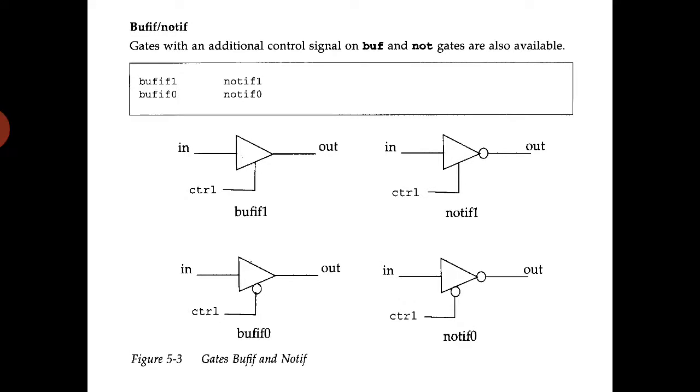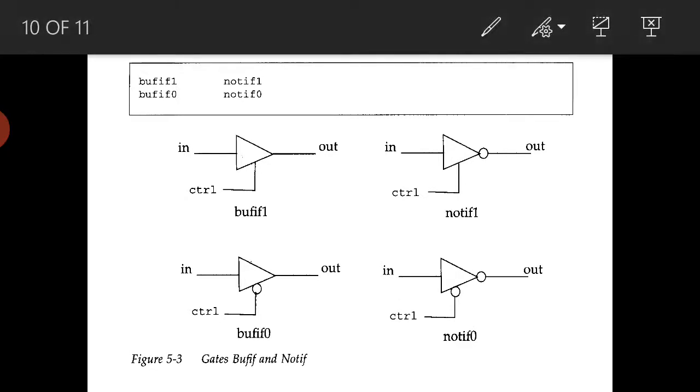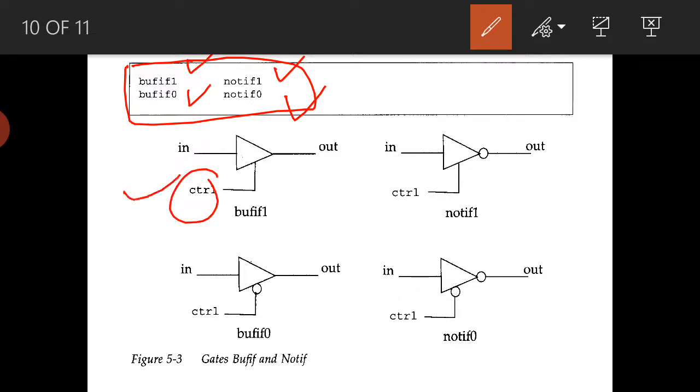So gates with an additional control signal on buffer and NOT gates are available. That means bufif and notif, there are 4 types, as I said: bufif1, bufif0, notif1, notif0. With one input and one output, there will be one more input that we call the control.